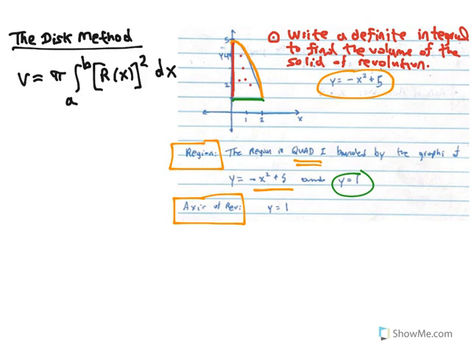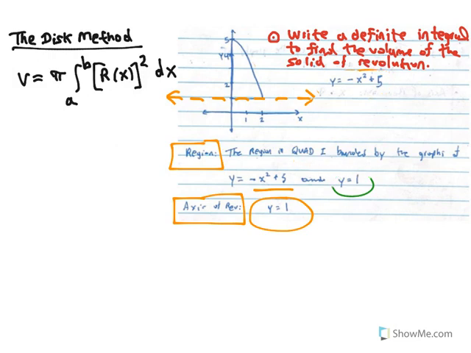We want to take that region and we want to revolve it about a particular axis of revolution. What is our axis of revolution? The line y is equal to 1. So here's our axis of revolution. In our previous example, the x-axis was our axis of revolution. In this example, it is the horizontal line y is equal to 1. So how do we go about this problem?